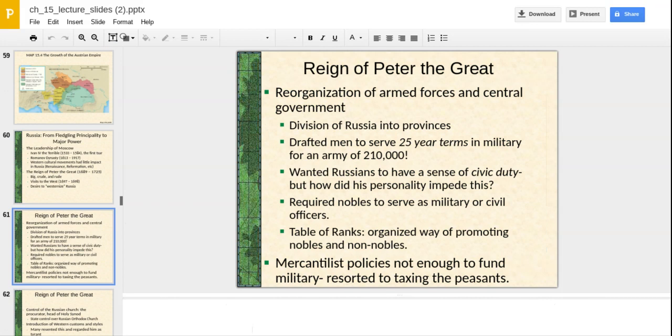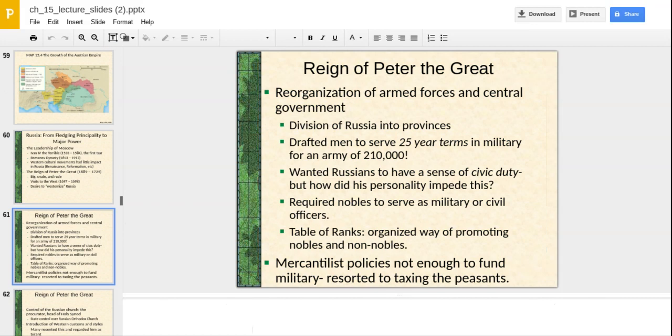So he reorganizes his armed forces and his central government. He's going to divide massive Russia up into provinces, and he has this really crazy 25-year term for drafted men, you know, to serve 25 years in the military. It is going to get him a large army of 210,000. And he has these ideals where he wants Russians to have a sense of civic duty.